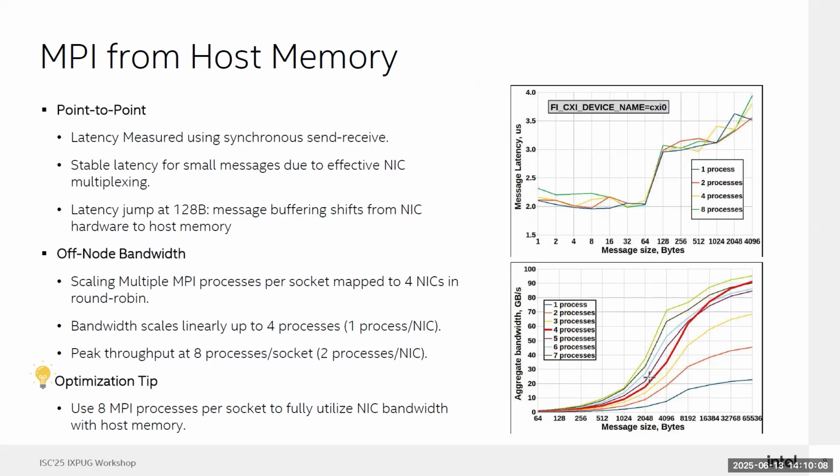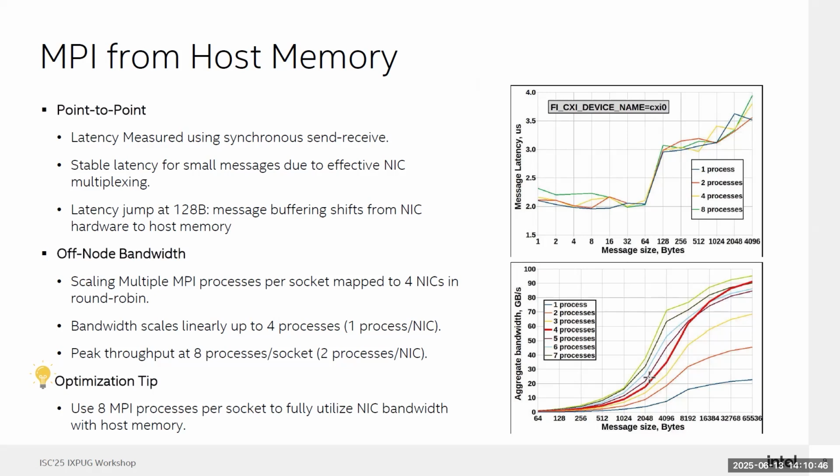using this environment variable. You can see here for small message sizes, the latency is fixed as we increase the number of MPI ranks at around 2 microseconds. And this shows that we can increase the number of MPI processes, and they can share the same NIC with a small penalty in terms of the latency. When we increase the message size further, we see a jump in the latency from 64 to 128 bytes. And this is likely because now the message buffering starts using the host memory instead of the NIC SRAM memory.